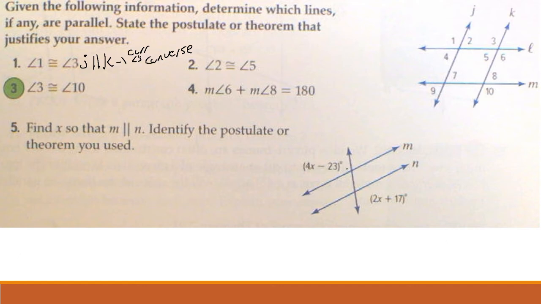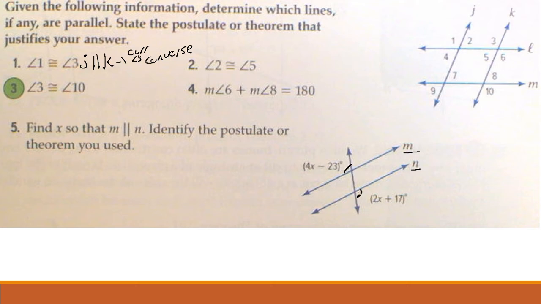So let's do the algebraic one here. It says find x so that m is parallel to n, and then identify what postulate or theorem we used. So I want to make these two lines parallel. I want to know what I have to make x so that these two angles would agree with that. So what kind of angles do we have here?